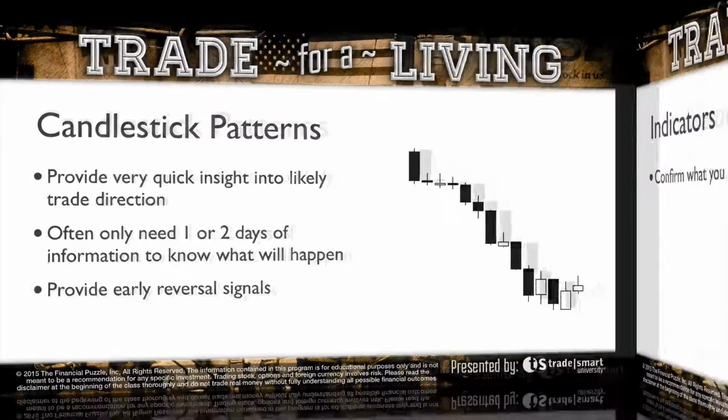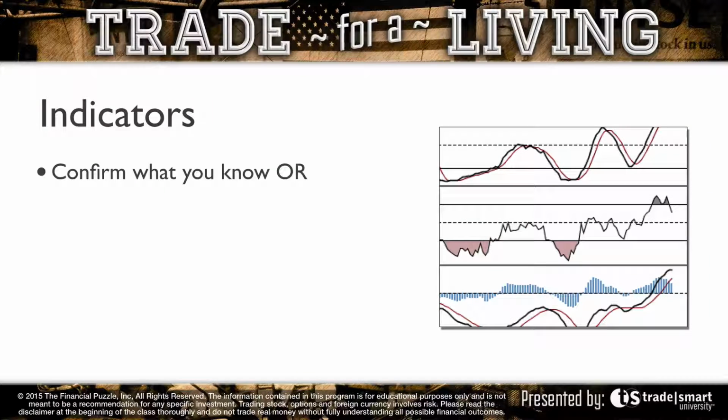And then finally, our final piece of the 5 steps of trade confirmation are the indicators. Now, indicators are a very misused tool, but a very valuable tool. And there's really 2 reasons that we use indicators. Number 1, it's to confirm what you already know. And that's the most common way.